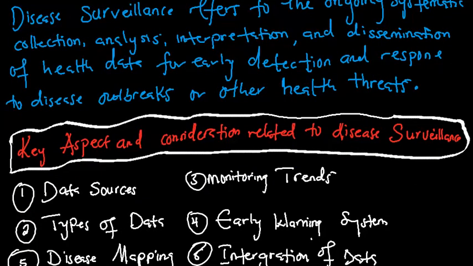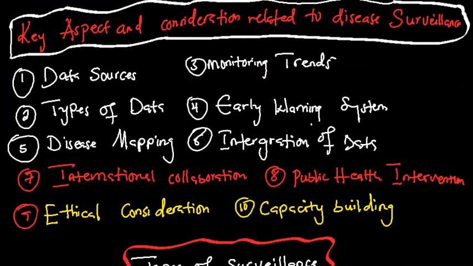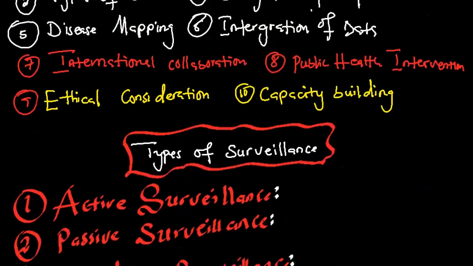First thing we have the data source. Secondly, we have the types of data. Third one, we have the monitoring threat. Number 4, we have early warning system. 5, we have disease mapping. 6, we have integration of data. Number 7, we have international collaboration. We have public health intervention. We have ethical consideration and capacity building.